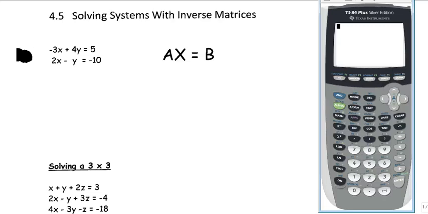Alright guys, this is solving systems with inverse matrices. You guys will probably be mad at me after you watch this video because you'll realize how easy solving with the calculator really is. First thing I want to just talk about is what an inverse matrix is.